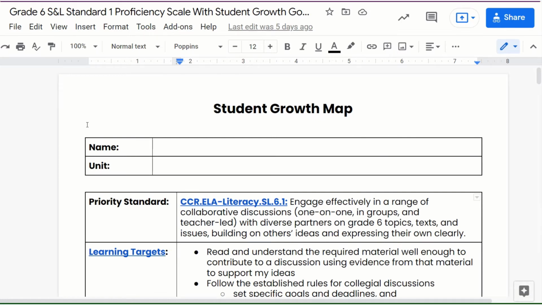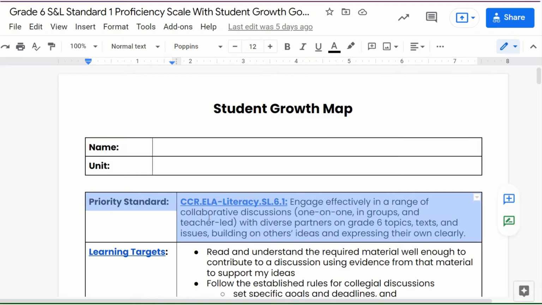As you can see, the top portion here just covers general information. The name and unit of study, you may want to add more to that, but this is just going to help the students to keep their work organized in case you're keeping a portfolio or class folder or something along those lines. Next, we have our priority standard. Step 1 says that we need to determine the topic, and we get that information from our standards. So the next thing we do there is enter our priority standard. As stated earlier, we're going to use the grade 6 speaking and listening standard number 1 for this example.